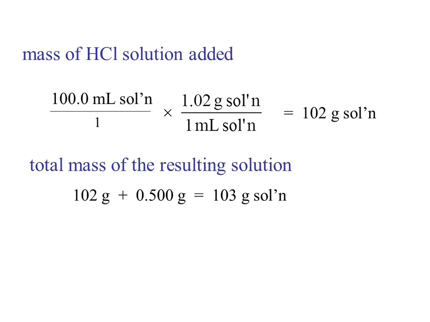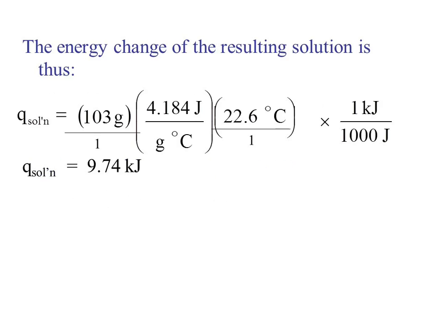So that's going to be our mass term, and Q is equal to m C sub P delta T. So this is what the Q of the solution is coming out to be. The mass of the solution that warmed up is 103 grams. The specific heat, they said go with the specific heat of water. The delta T we calculated between the final and the initial temperature is 22.6 degrees Celsius.